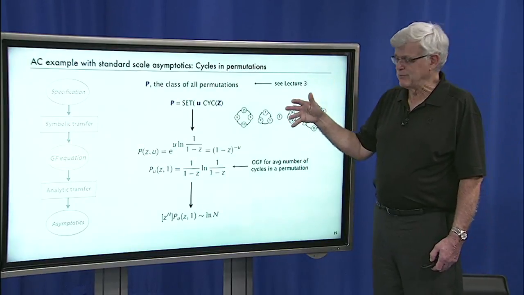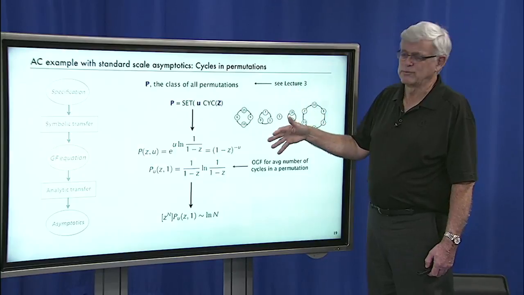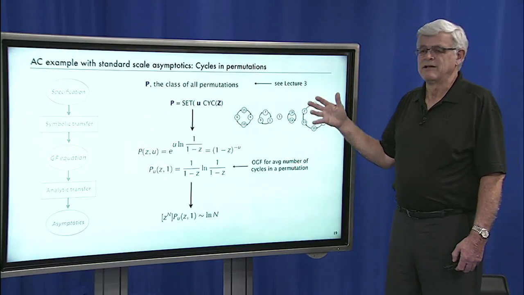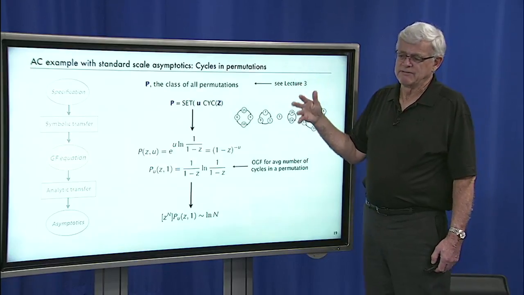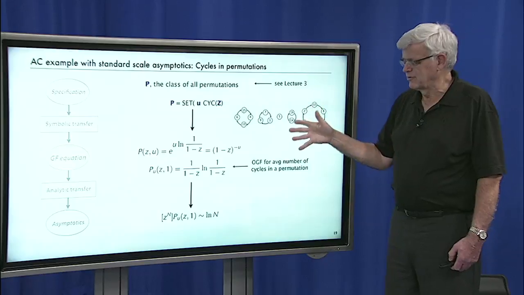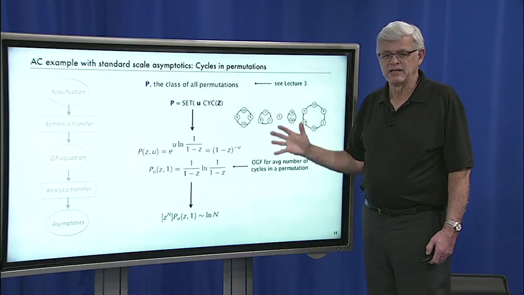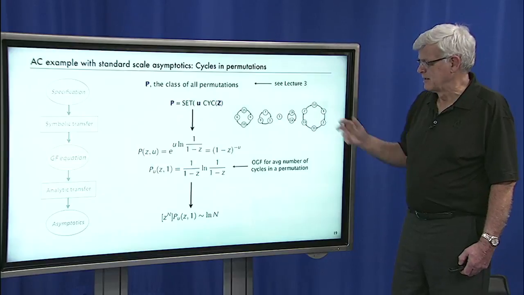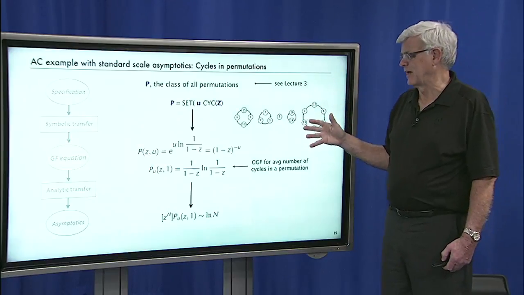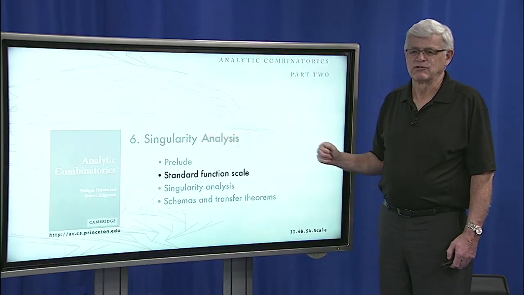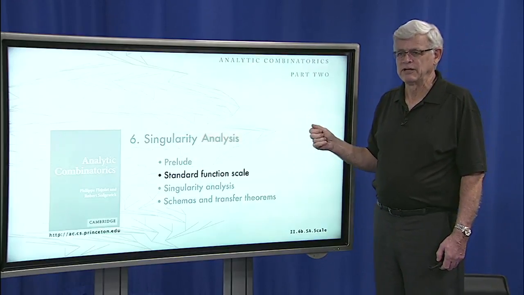Now these two examples, particularly this one, are elementary, and there are many ways to get these kinds of results. Again, as usual, when we look at variance and more complicated things, we can still use the same transfer theorem to quickly get the result without any calculation. There's very little calculation, and we'll see many, many examples of that in the next lecture. That's the standard function scale, which is our starting point for singularity analysis.